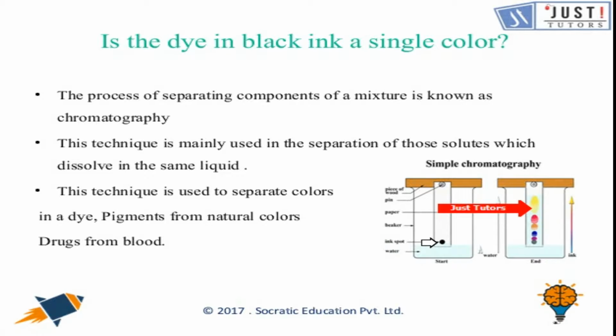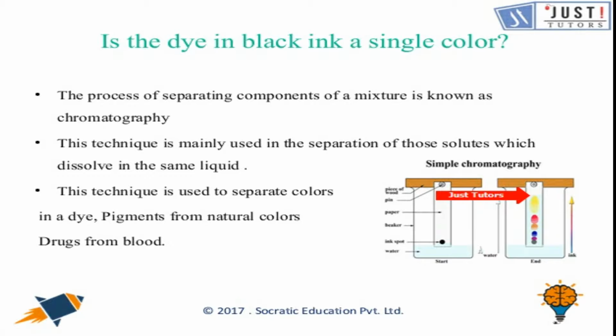black ink is a mixture of different colors, which have different solubility in the water. The color which is more soluble in water, meaning the color which is easily soluble, will come first, and the color which is less soluble, not easily soluble, will come later. So in this way we can see the different colors, and this process is called chromatography. Normally it is used to separate different colors.